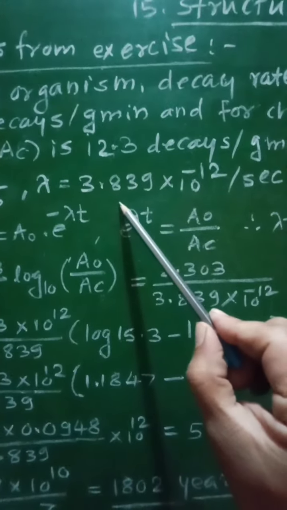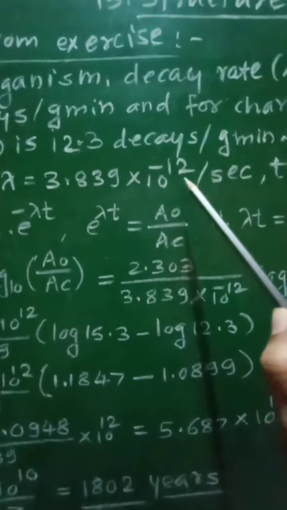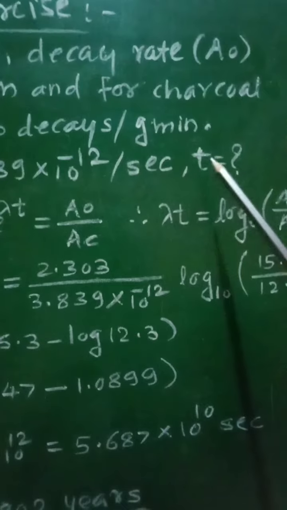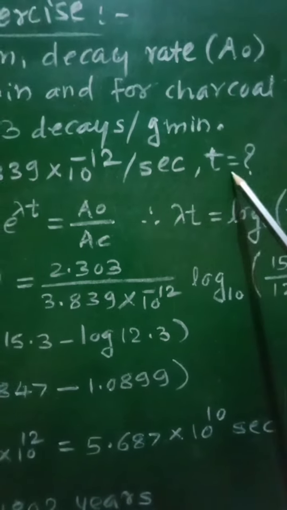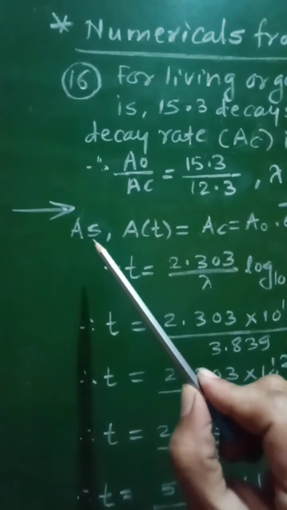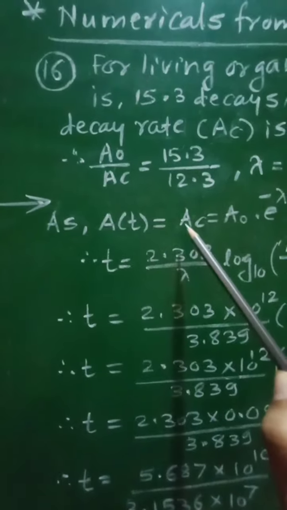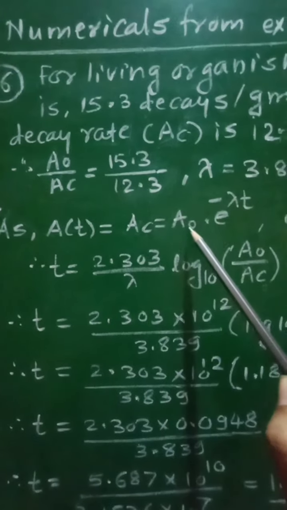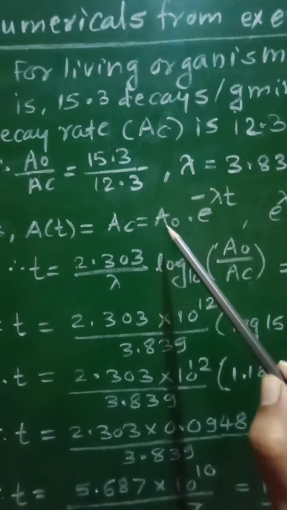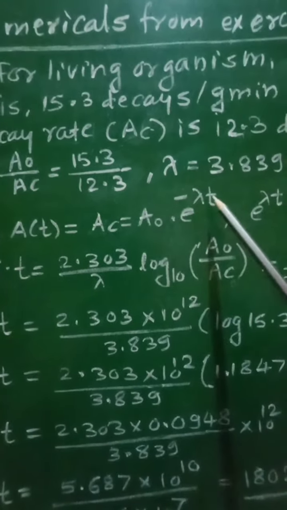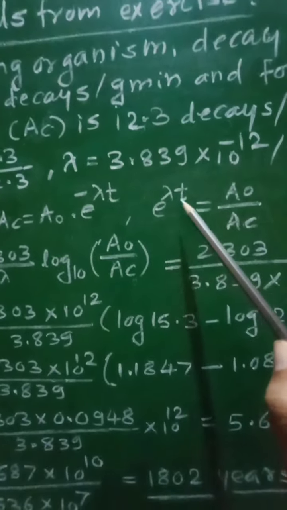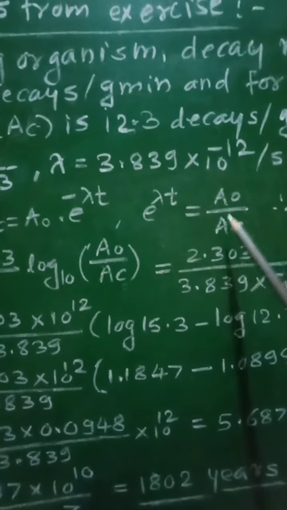The decay constant lambda is given as 3.839 into 10 raised to minus 12 per second, and we have to find the age of the old sample, that is t equal to question mark. According to the decay law, we have the relation AC is equal to A0 into e raised to minus lambda t, which will be written as e raised to lambda t is equal to A0 upon AC.